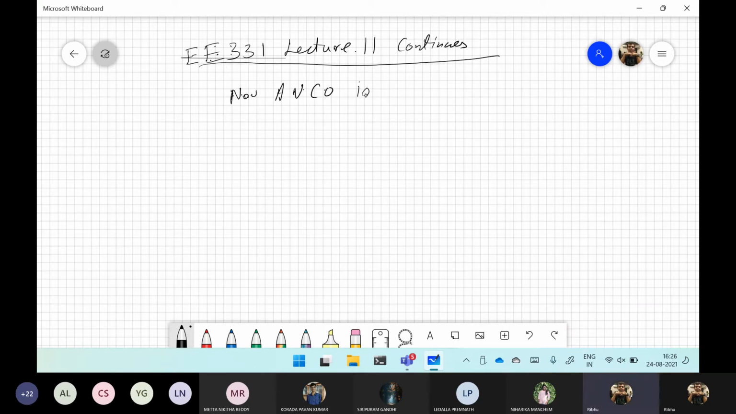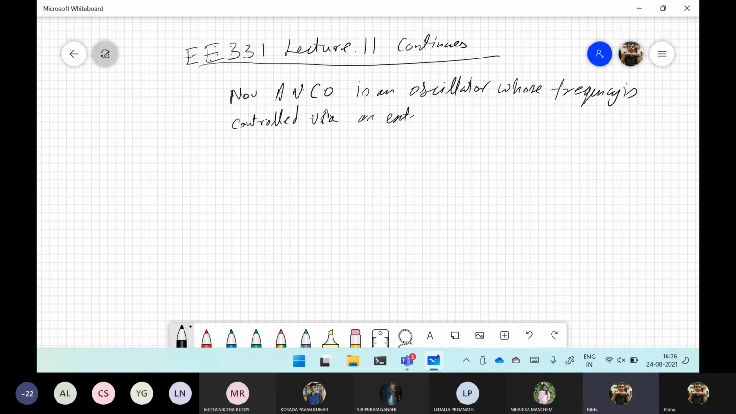A VCO is an oscillator whose frequency is controlled via an applied voltage. Fine. So to draw a VCO, let's first draw an oscillator.